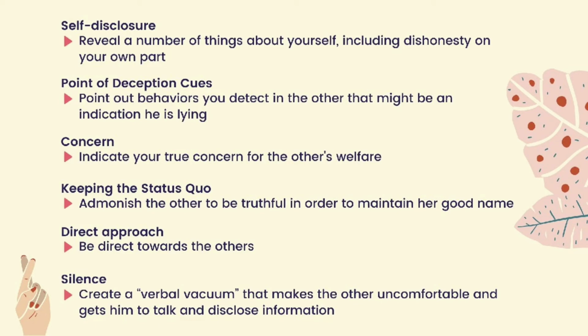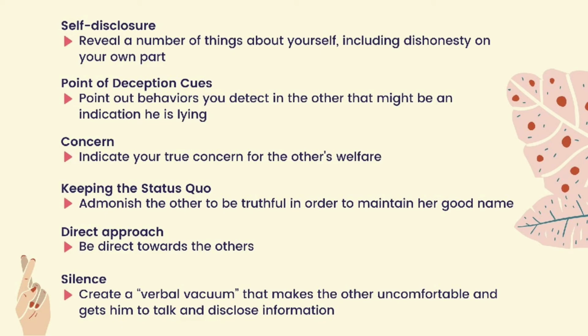The next one is concern. Concern is when you indicate your concern toward the other party's welfare. For example, you say to the other party that they are important to you, or that you care deeply about them. You can also say that you feel the other party's pain, to show your concern. By doing that, you're hoping the other party will tell you the truth.